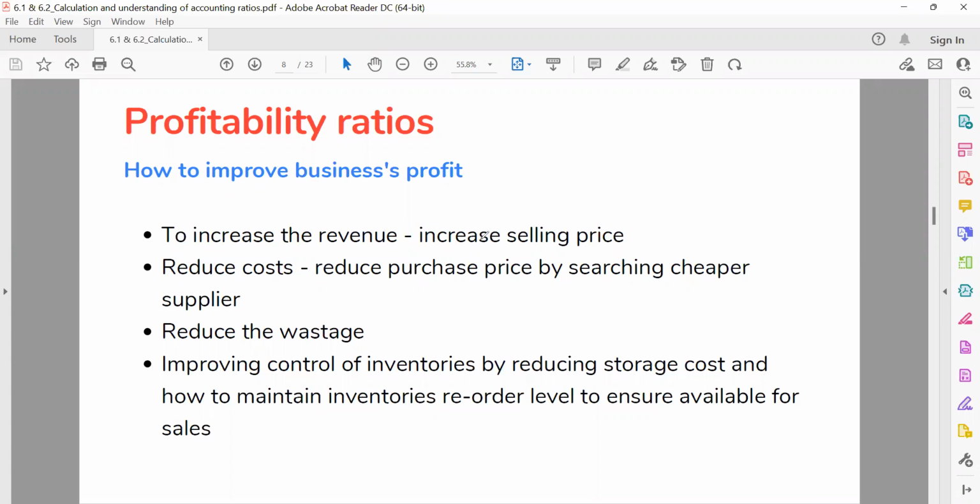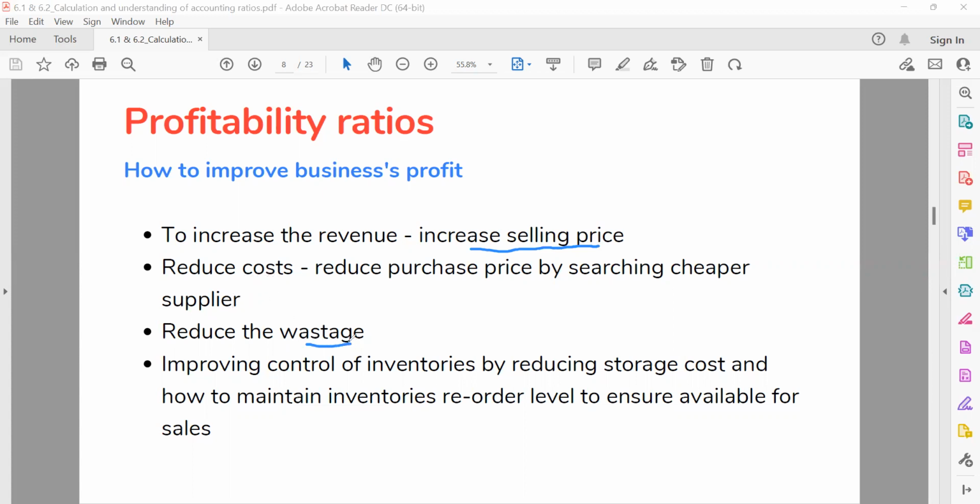To increase the revenue, one of the ways is to increase the selling price. But this selling price must make sure that your goods are essential goods so that people must buy from you even though the price is increased. Reduce the cost, reduce the purchase price by searching for a cheaper supplier. Try to get the cheaper supplier so that the cost of sales will reduce.